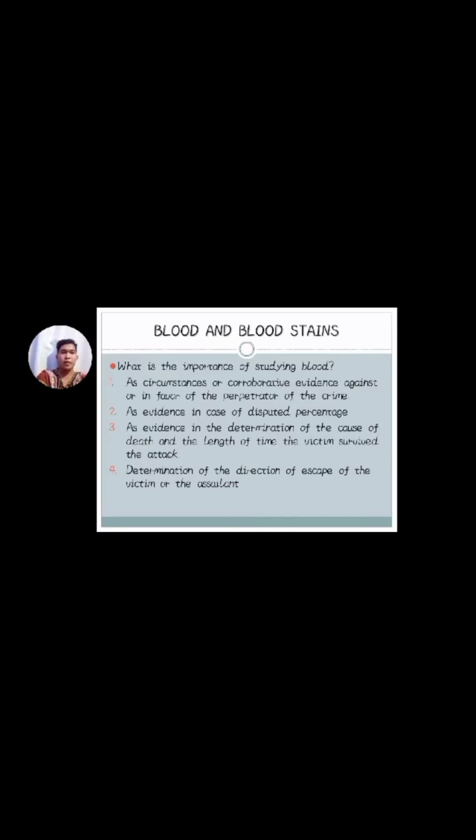So number 3, as evidence in the determination of the cause of death and the length of the time the victim survived the attack. So mag-determine pod ang blood as evidence kung unsay gikamatyan sa victim. Sa taas sa oras bago man og pagpatay sa biktima. So ang ikaapat, determination of the direction of escape of the victim or the assailant. So mao to na mag-determine kung asa dapat siya gipatay o kung sa giunsa niya pagtakas sa against sa suspect.